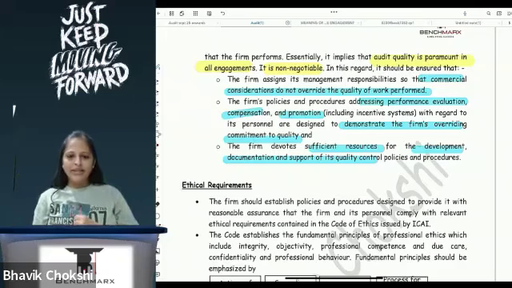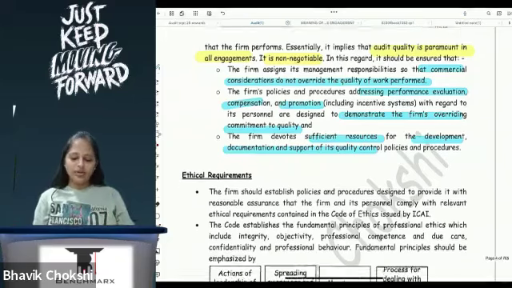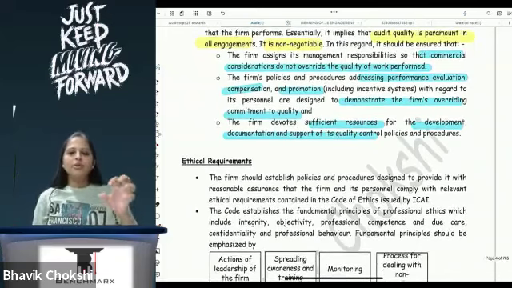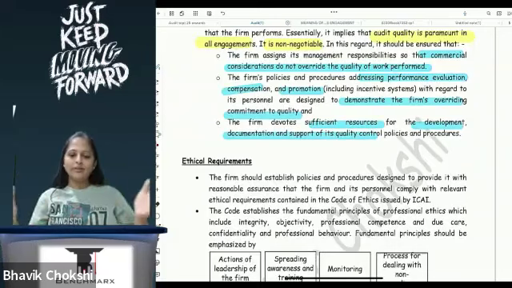And third, it is saying that you should have sufficient resources for your development, documentation, and support of quality control. So you should have enough human resources to ensure that everyone is able to check and do the work that is there. Everything that you are doing is documented properly, and that quality control of the firm is maintained. Are we understanding? So this is about your leader.